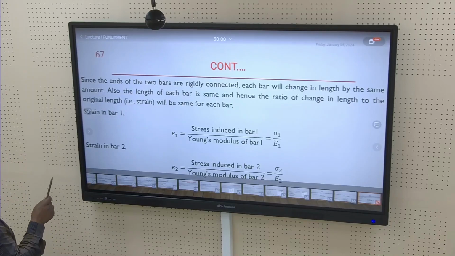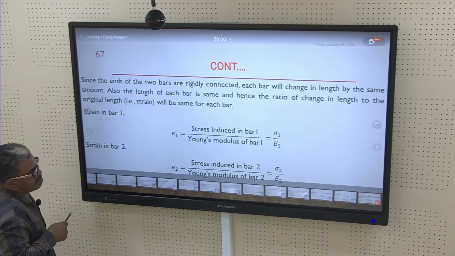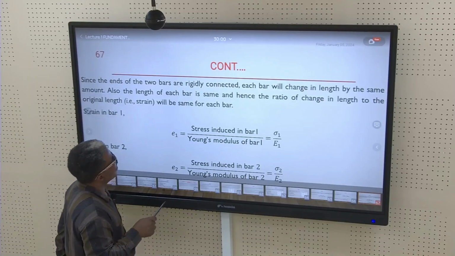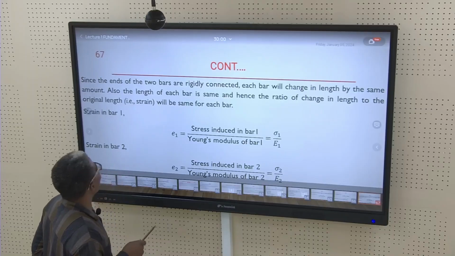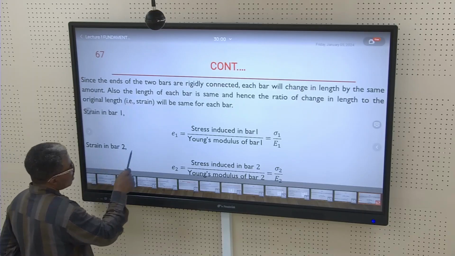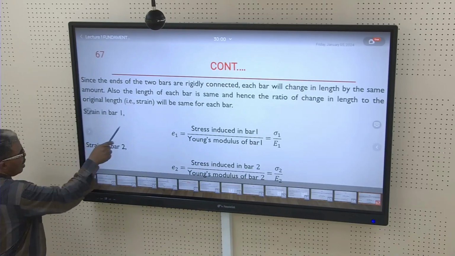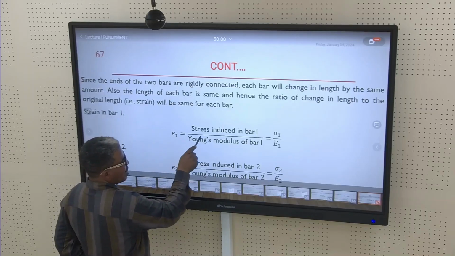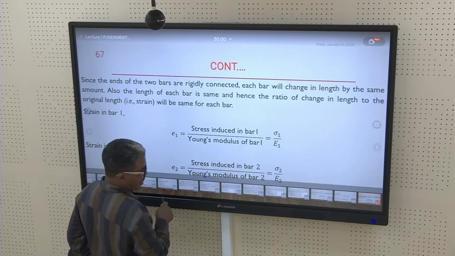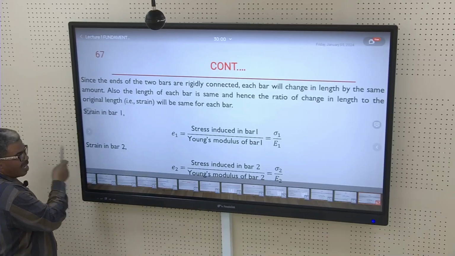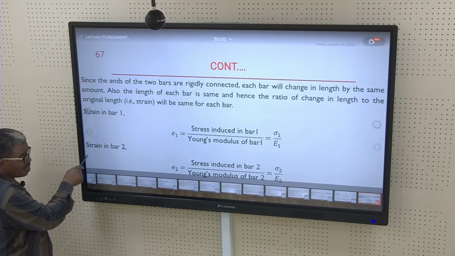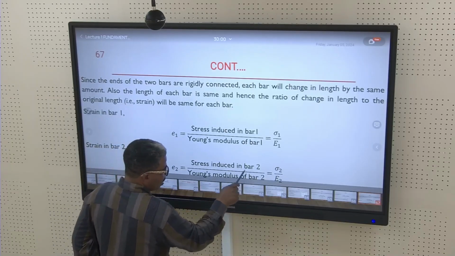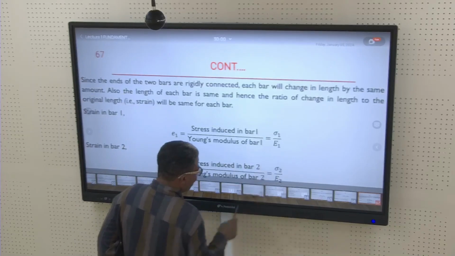Since the ends of the two bars are rigidly connected or clamped, each bar will change in length by the same amount. Also, the length of each bar is the same, and hence the ratio of change in length to the original length, that is strain, mind you, will be the same for each bar. So strain in bar 1, strain in bar 2. Strain in bar 1 is equal to stress induced in bar 1 over Young modulus of bar 1. Likewise, for the second bar, strain is stress induced in bar 2 over Young modulus or modulus of rigidity of bar 2. So one can come up with the given formula.